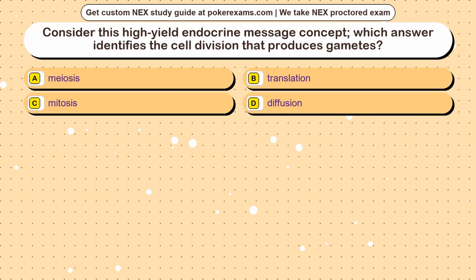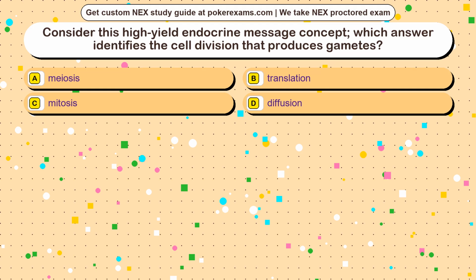Question 18. Consider this high-yield endocrine message concept. Which answer identifies the cell division that produces gametes? Option A, meiosis. Option B, translation. Option C, mitosis. Option D, diffusion.